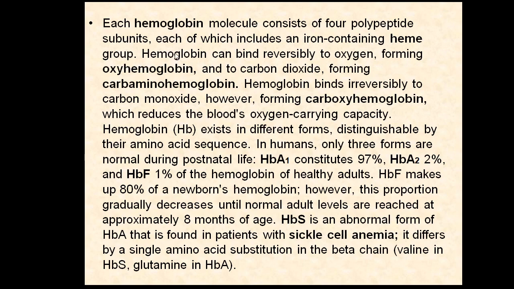Hemoglobin can bind oxygen in lungs and appear as oxyhemoglobin. These erythrocytes with oxyhemoglobin have a bright red color. If hemoglobin binds carbon dioxide, it appears as carbaminohemoglobin, which gives the dark red color to erythrocytes.